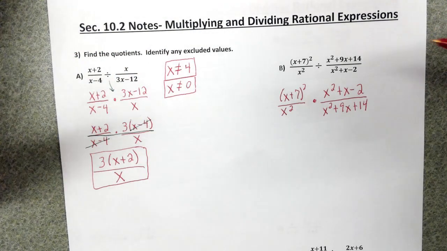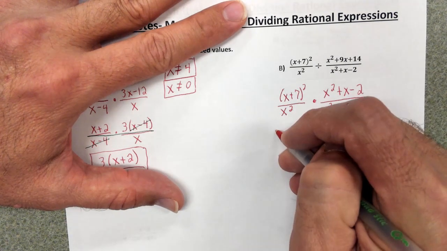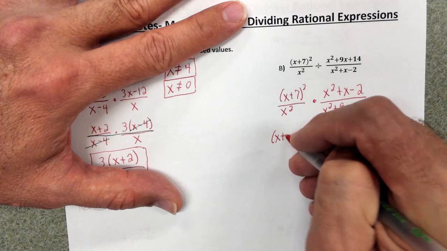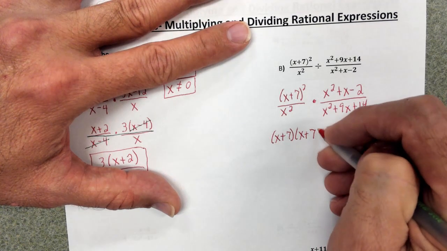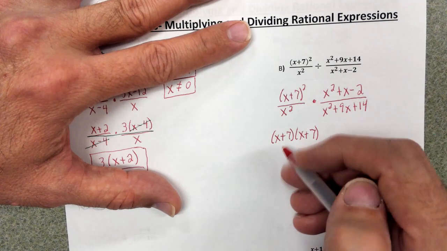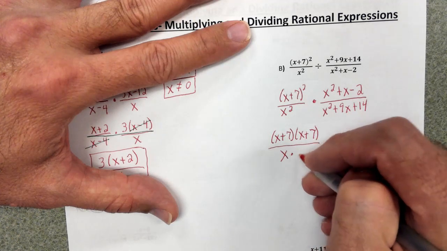Now we're back to multiplication, so we'll factor it. The x plus 7 squared, all I'm going to do is rewrite that as x plus 7 times x plus 7. That'll account for both of them because of the square. Same thing on the bottom, x squared, I'm just going to make that x times x.